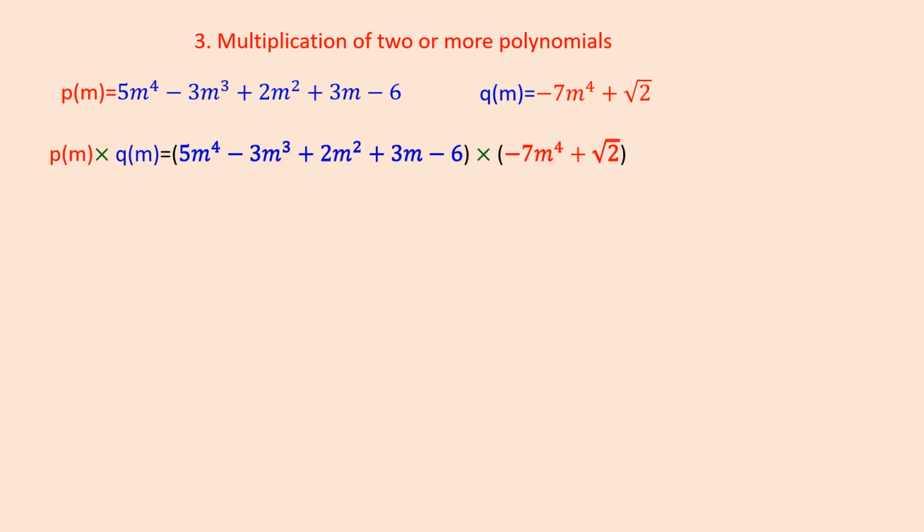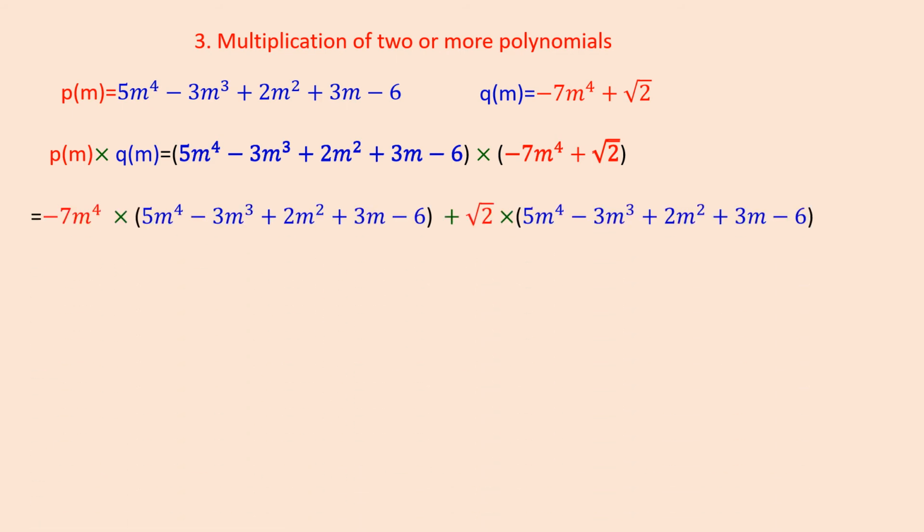Now we'll see multiplication of two or more polynomials. So we have 5m raised to 4 minus 3m cube plus 2m square plus 3m minus 6 and qm equals minus 7m raised to 4 plus root 2. So we got here 5m raised to 4, we are multiplying with the multiplication sign. Now, as we have done in the 7th standard, the smaller bracket we have opened and one term we took and multiplied to the whole term. You can see as it is stated in the term.